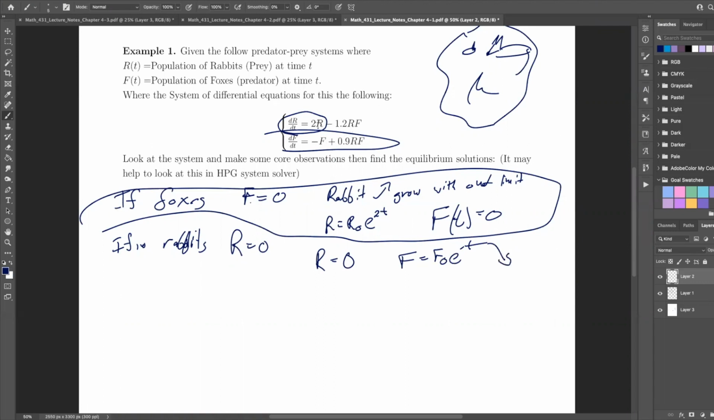And so it's important to be able to look at an equation and ask some of these questions. What happens if one is 0? What happens if the other is 0? Does that make sense? Does this system make sense of what I'm trying to do?